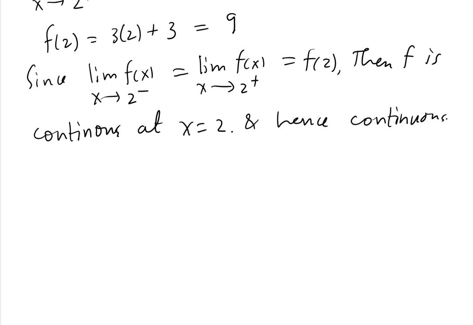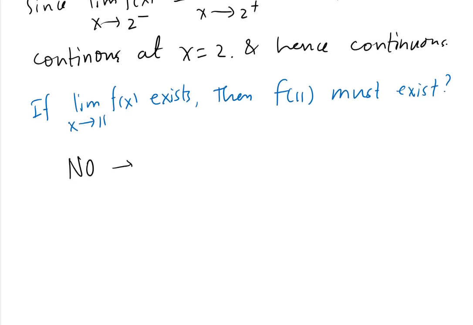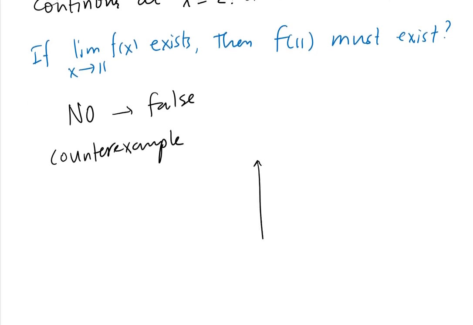Question: if the limit of f of x as x approaches 11 exists, do you think f of 11 must exist? The answer is no. So it's false. How can you prove this? We call it a counterexample, to convince the other person why it's false. It's called a counterexample.